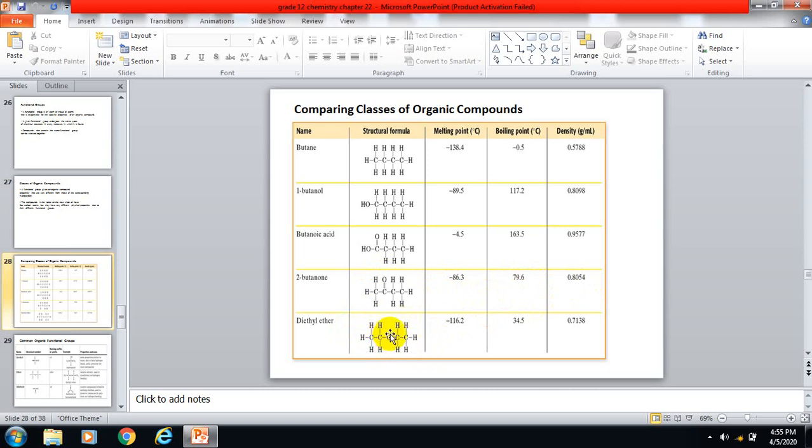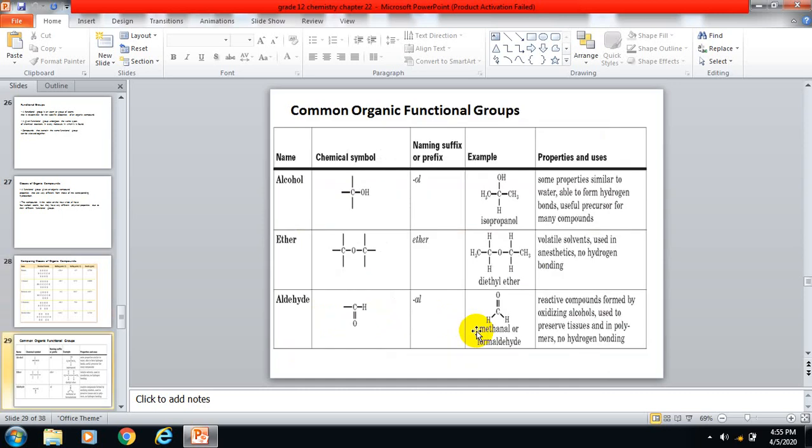Ethyl, ethyl, ethyl. This is what? Diethyl. If you count from here, 1, 2, and from here, 1, 2, so this is diethyl ether. The properties are there as well.